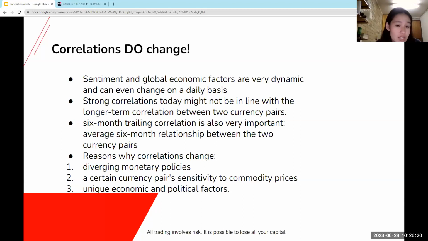Correlations change for a variety of reasons, the most common of which include diverging monetary policies, a certain currency pair's sensitivity to commodity prices, as well as unique economic and political factors.